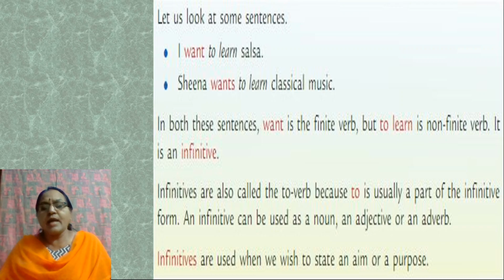Now, let's understand what an infinitive is. We have already done what a finite verb is. So here in the sentence, I want to learn salsa and Sheena wants to learn classical music. In both these cases, the finite verb is want, and to learn is a non-finite verb. A non-finite verb is also called an infinitive. Infinitives are also called to-verbs because to is usually a part of the infinitive. Infinitives can be used as nouns, adjectives, or even adverbs. Infinitives are used when we wish to state an aim or a purpose.